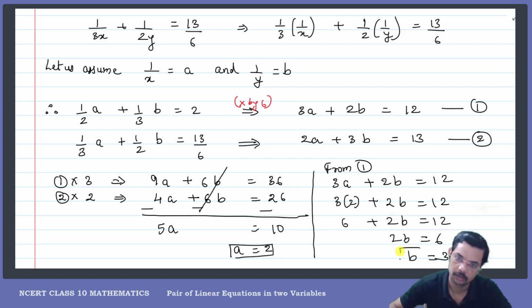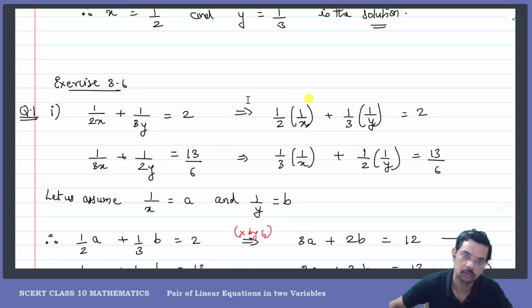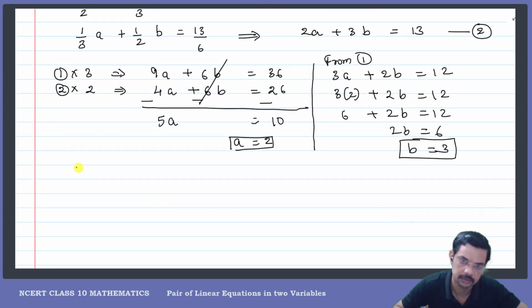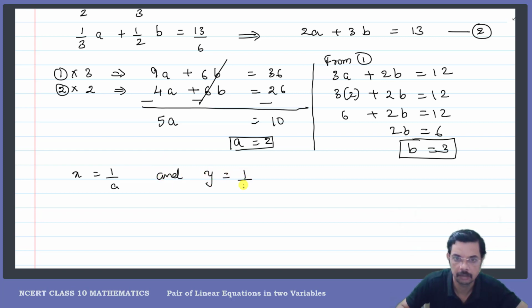Is the problem over? No, not yet. We just have to find the value of the variables in the question, not any other variable. This was the assumed variable. So I need to find out the value of x. What is x? x equals 1 by a, because a is equal to 1 by x, and y will be equal to 1 by b.